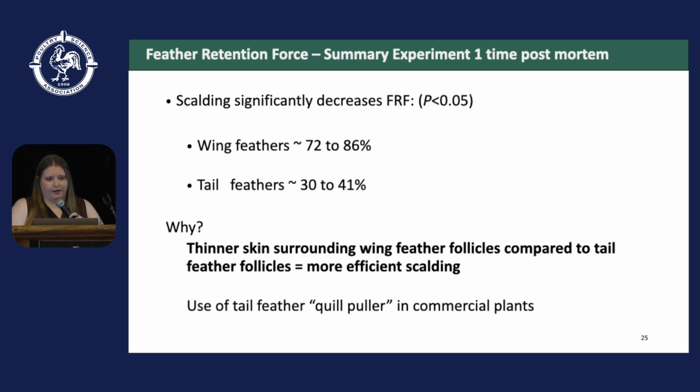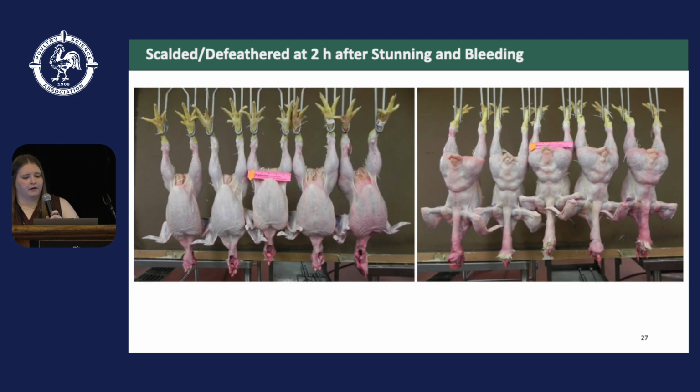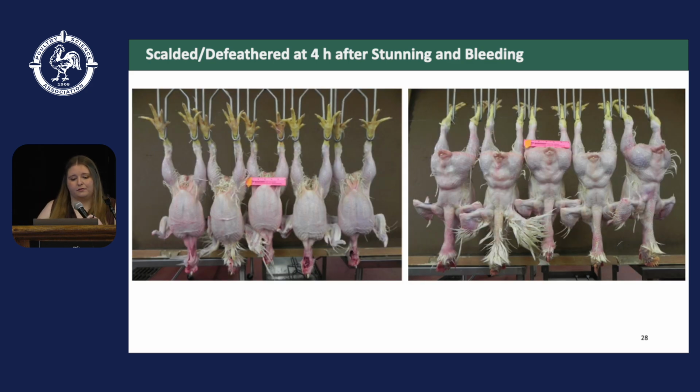So I just wanted to show some pictures from this experiment. This is our control group, 0 hours between bleeding and then scalding and picking. The birds look pretty good. Not many feathers, hanging on a little bit at the head, a little bit on the shanks, but not bad. 2 hours is fairly similar. We got a little bit more feathering around this area versus the 0 hour control. When we saw a big difference was the 4 hour. A big difference, especially around the wing area.